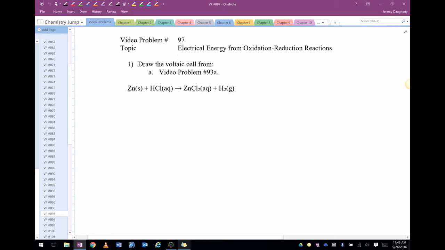If I want to, I can break this down into the net ionic, which is going to be zinc solid plus protons yields zinc 2 plus and hydrogen. Obviously I have to balance it. Oh, why did I put a 2 in front of that? It should be a 2 in front of the protons. That should be balanced. Okay, so now it's mass and charge balanced.